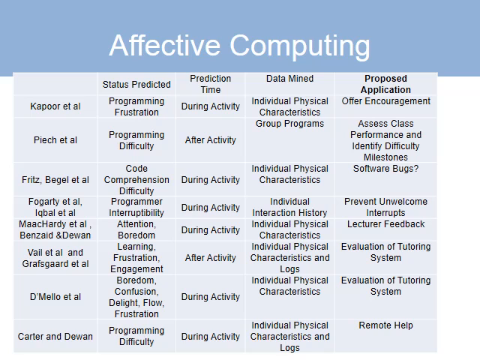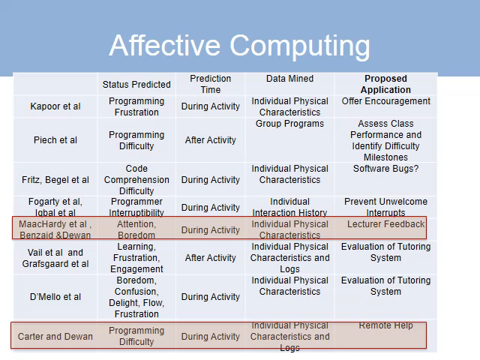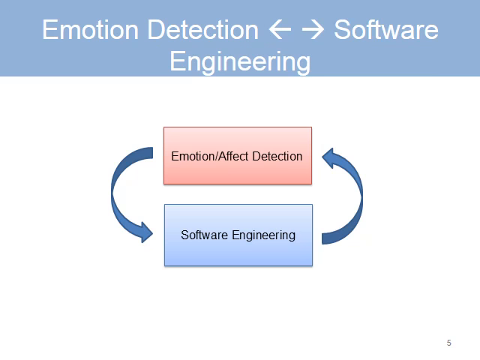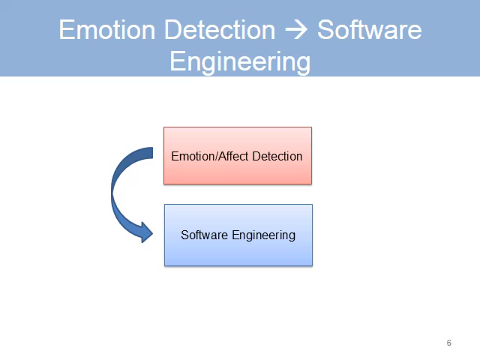Based on two projects I've done in this area, one on detecting attention while you're watching a video, and another on detecting difficulty programming, emotion detection can improve software engineering and also can be improved by software engineering, leading to a good feedback cycle. Okay. First part of the argument, that emotion detection can improve software engineering.